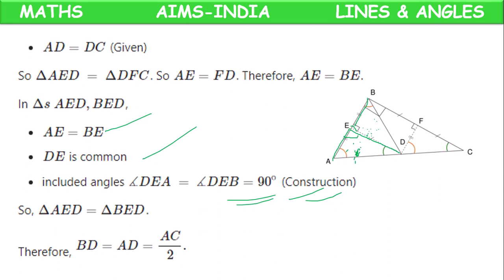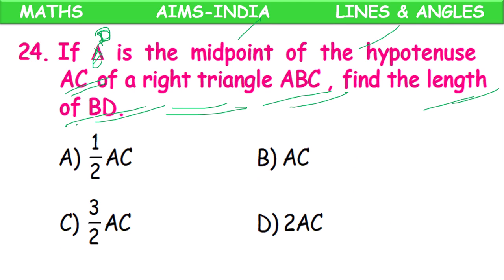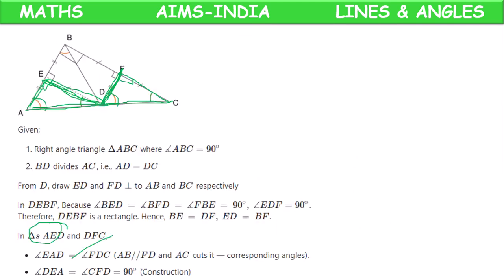Which means BD part equal to AD. This corresponding sides also will become equal. BD equal to AD. But what is AD? AD is AC by 2, half of AC. So BD equal to half AC. So A option is the correct option.